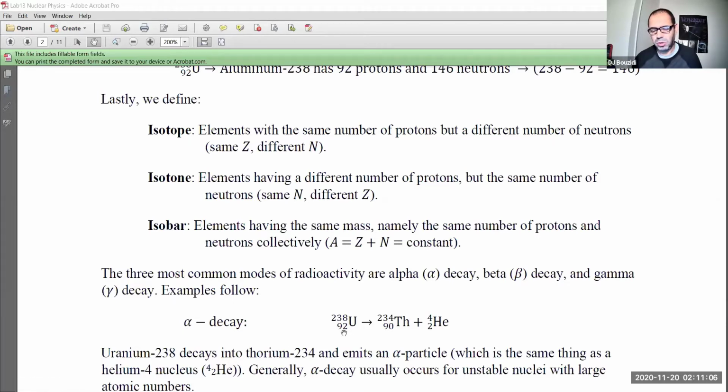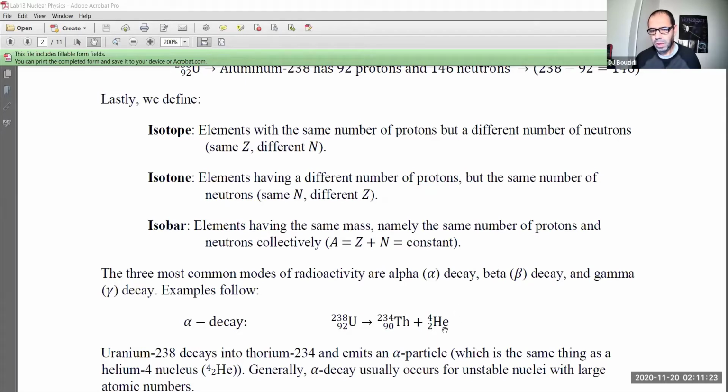And some of them, like uranium-238, emit an alpha particle. What an alpha particle is, is a helium nuclide, basically a helium nucleus. Okay, there are no electrons usually involved in this case.